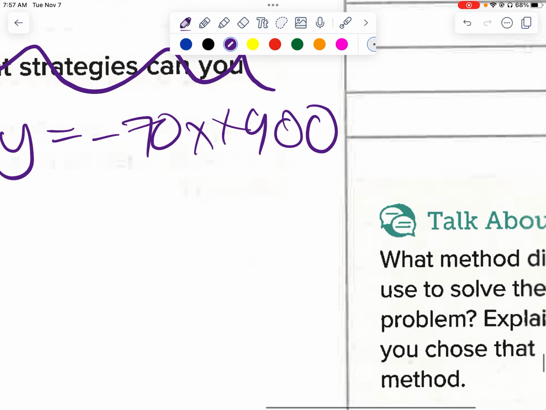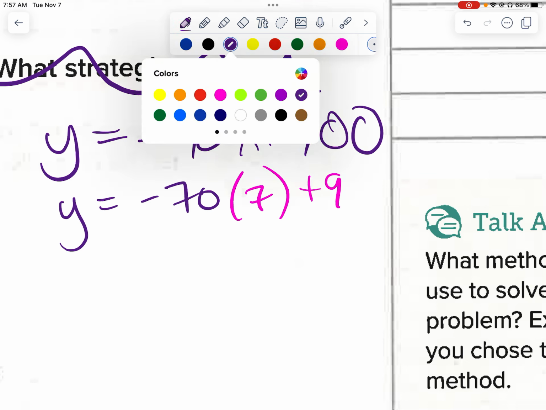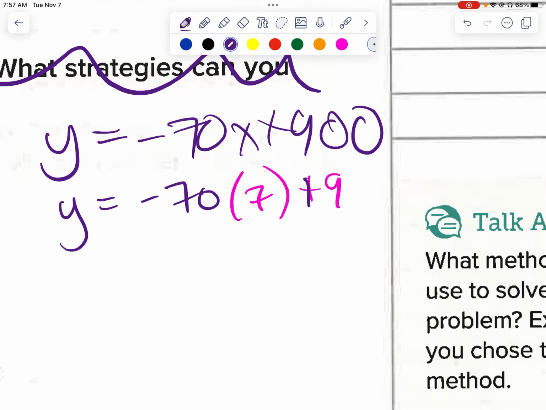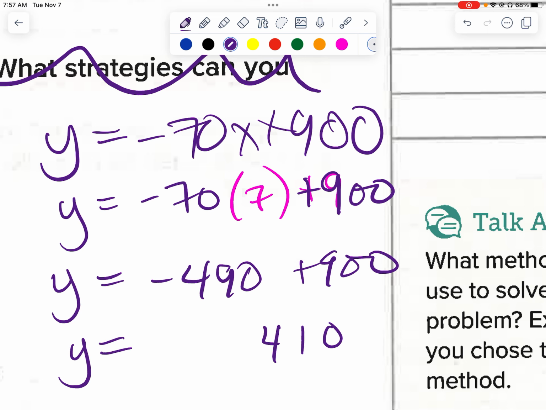Then I come over to this one and I plug in 7. That'll get me -490, plus 900. So y equals 410 miles.